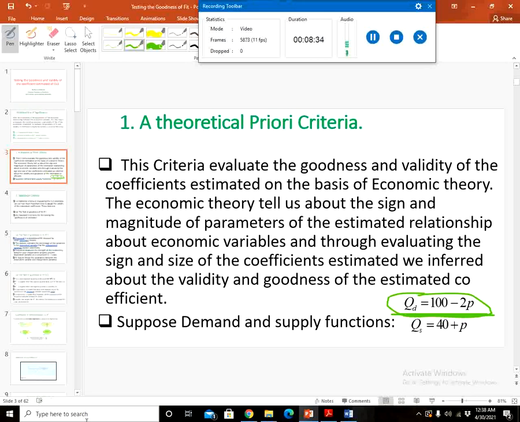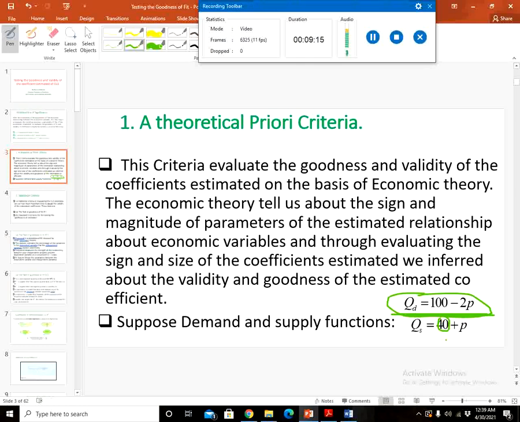We can see here the supply function where we see that the intercept is positive. Again, the intercept is positive as well as the slope is positive. In this case, we can state that we have ambiguity in the coefficients. The economic theory states that the intercept must be negative while the slope must be positive, meaning that beta naught must be negative and beta 1 must be positive.